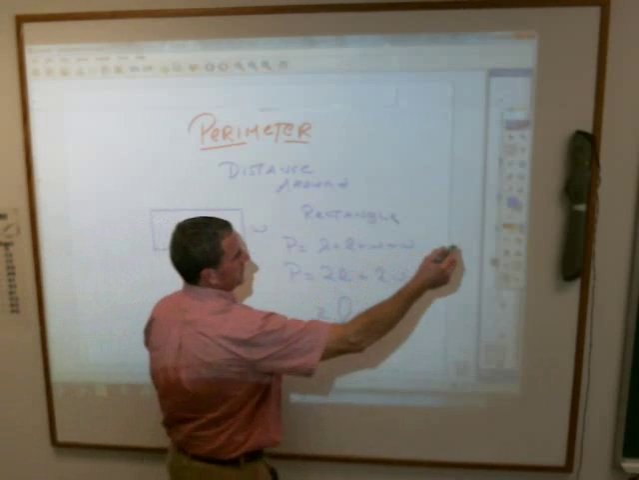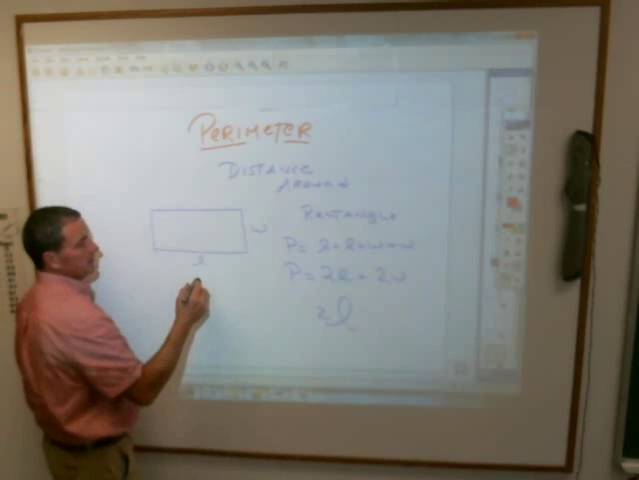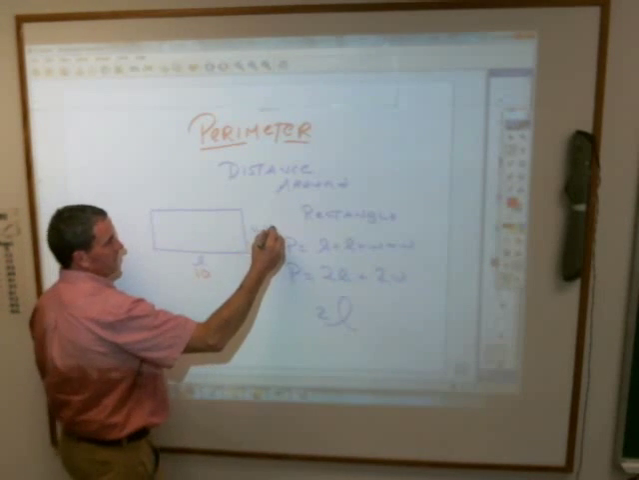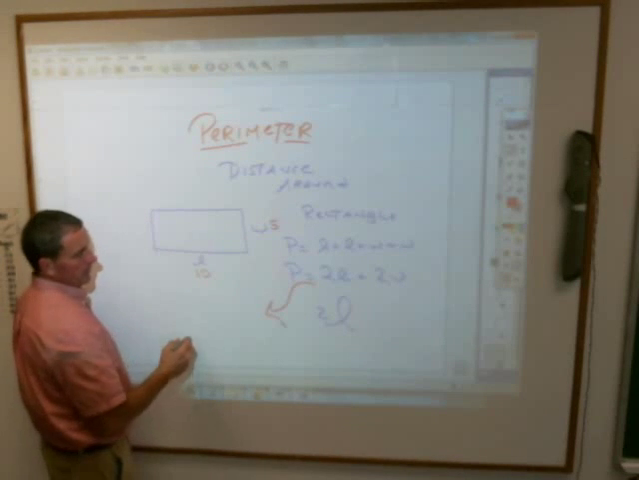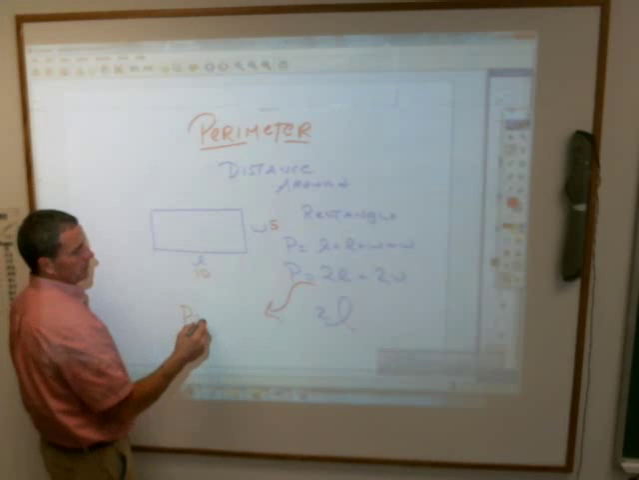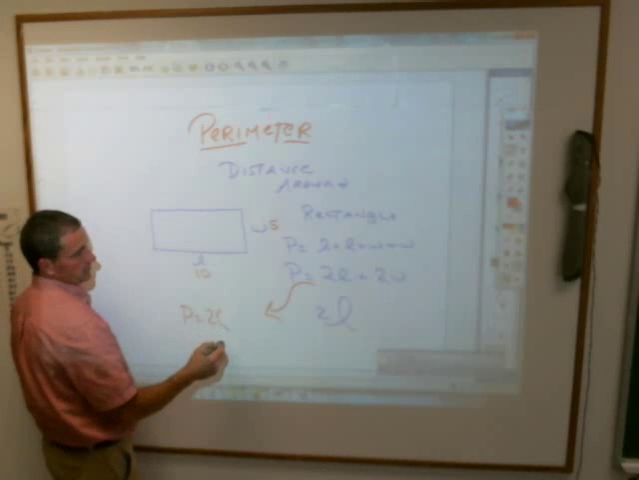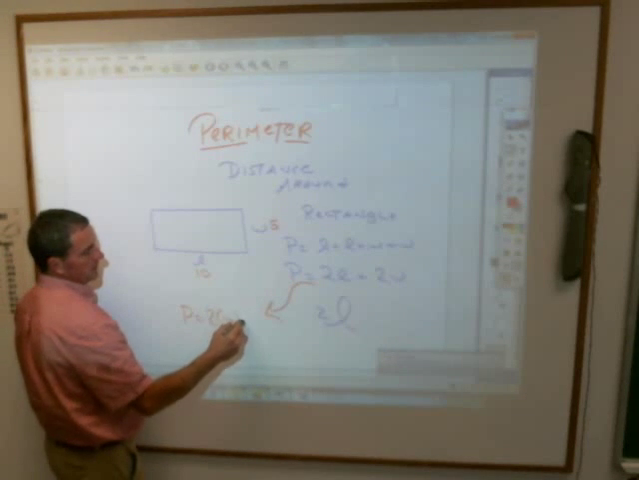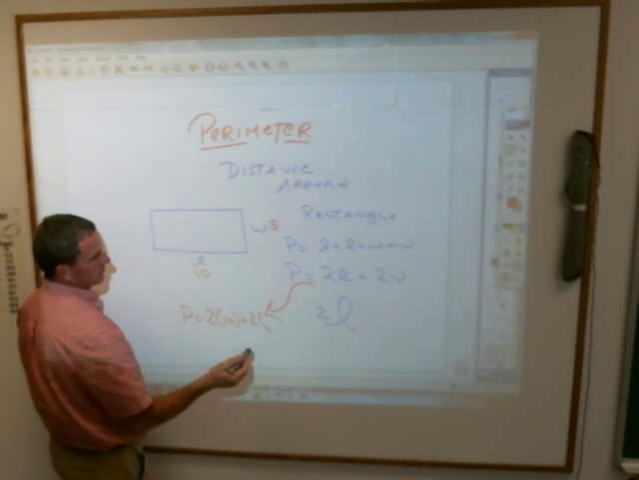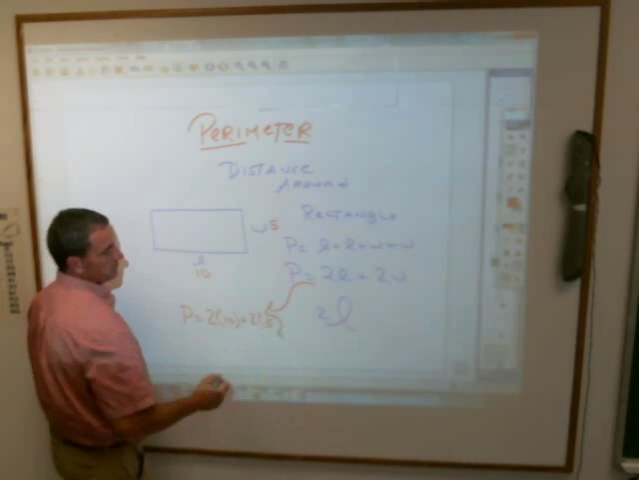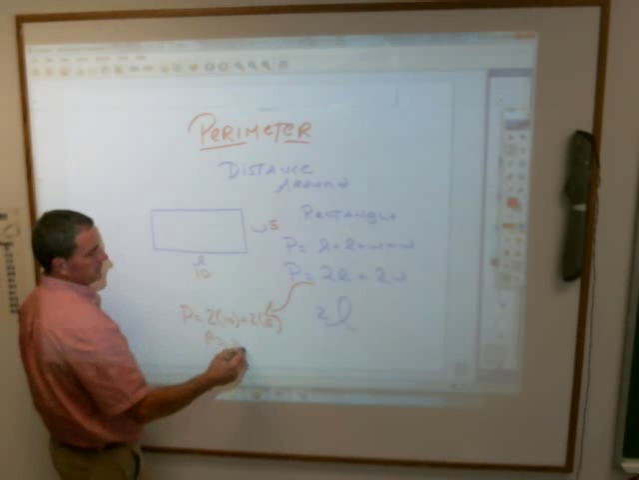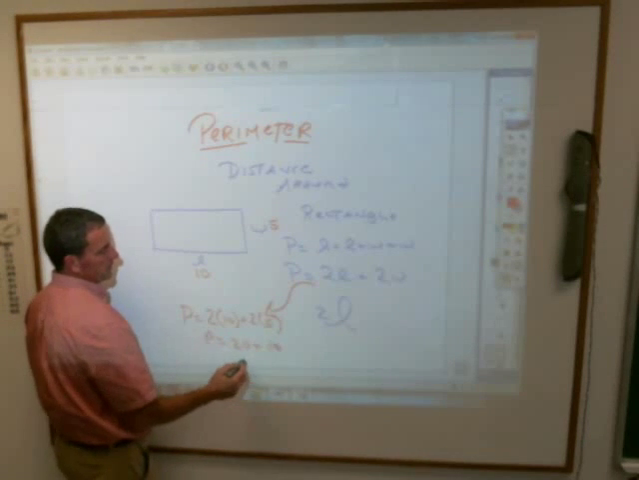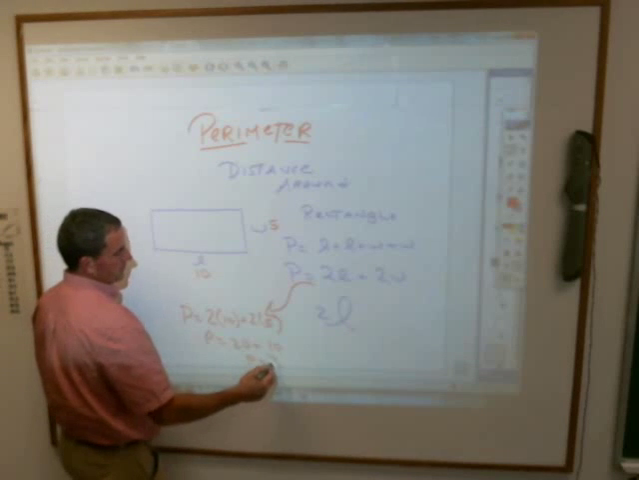So if by some chance the length and the width of the rectangle were, let's say this was 10 and this was 5, plugging it into this formula, it would be perimeter equals 2 times the length, which is 10, plus 2 times 5, so you end up perimeter equals 20 plus 10, and the perimeter is 30.